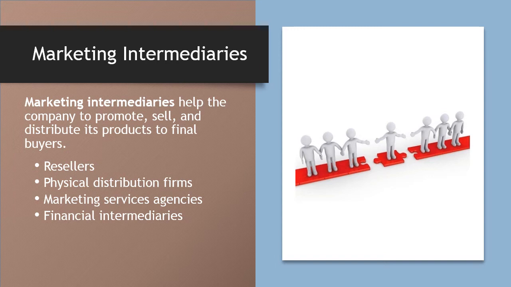So we mentioned the boat a moment ago. Boats are very expensive in many cases, and so if I'm a manufacturer of a boat, I may not be able to wait for a customer to come and buy that boat. But at the same point, the retailer may not be able to buy the boat from me. So quite often we'll use financial intermediaries to help sort of bridge that gap until that million-dollar boat can be sold.